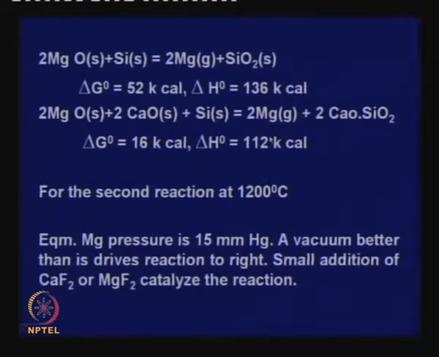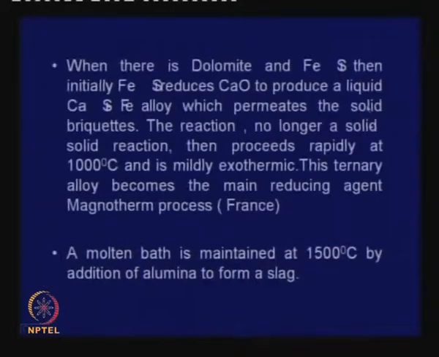That is why the reaction becomes possible, and this was first introduced during the Second World War by Dr. Pidgeon, and that is why it goes by the name of Pidgeon's process. The reducing agent is ferrosilicon. We also produce a slag, but the trick is that the metal comes out as a vapor at a pressure lower than 15 millimeters, and that is what makes the reaction possible.